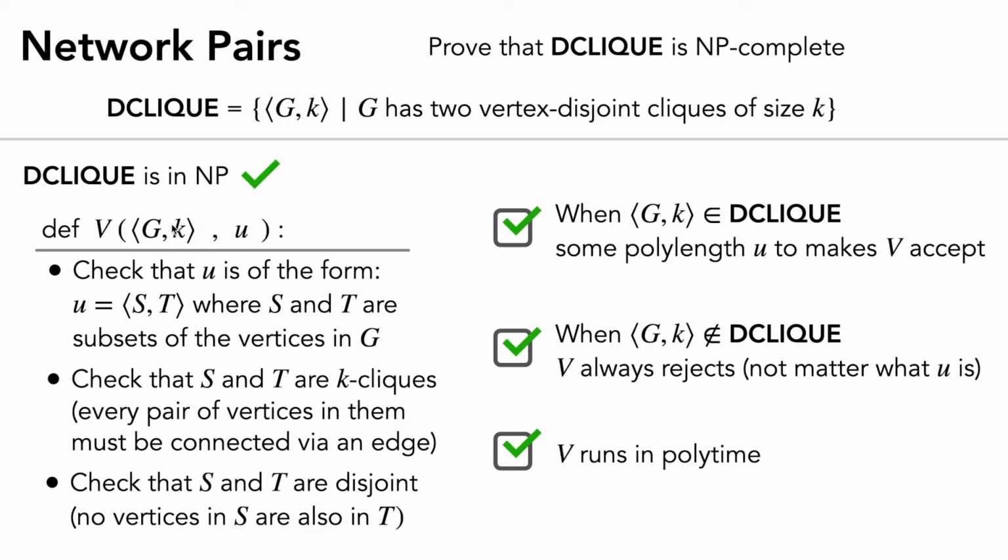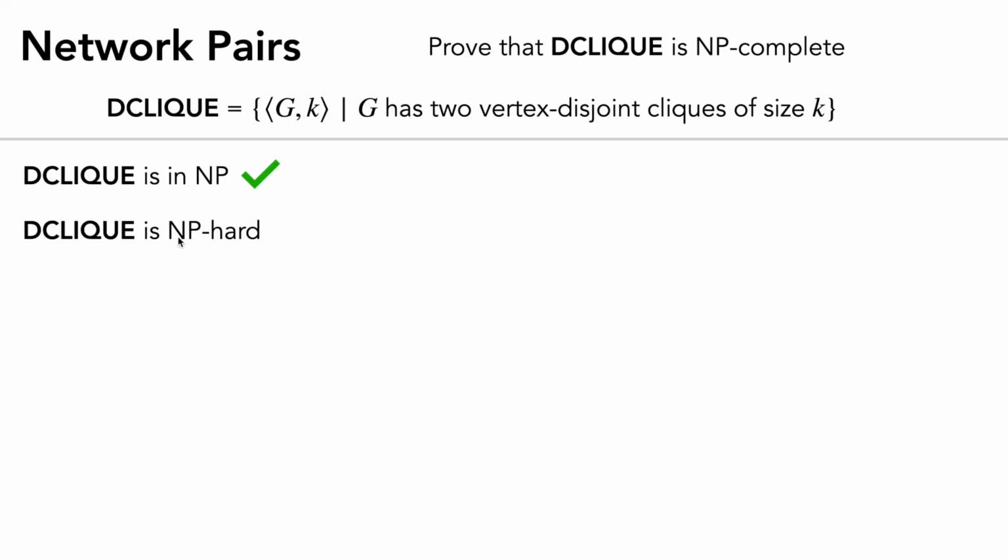So we can move on to the second part, which is proving that d-clique is NP-hard. To show that something is NP-hard, we need to show that some language we know is NP-hard Karp reduces to d-clique. It's often a good idea to pick a language from the list you know that looks similar to the language you're trying to show is NP-hard. So we're going to go ahead and pick clique.